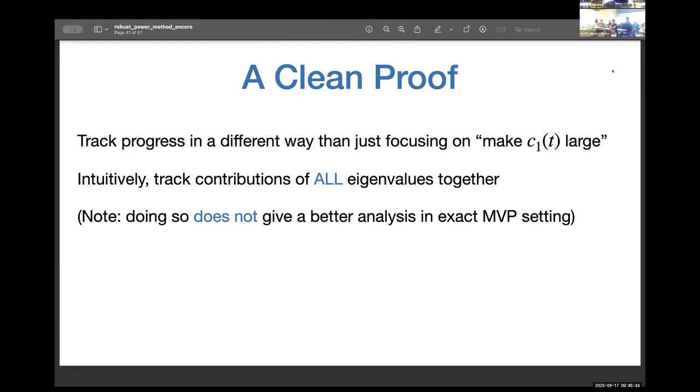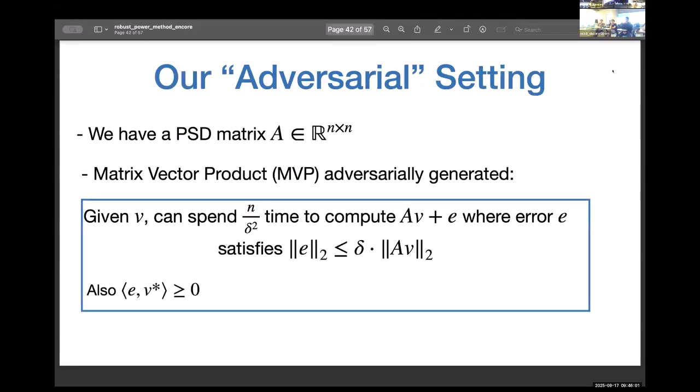Just a note: you might ask why this doesn't help the standard power method matrix-vector product analysis. It actually doesn't. It doesn't give you a better bound on the number of steps. There's another example of a matrix A where the power method would still take 1 over epsilon steps. But there are Krylov methods, and we'll talk about that in a bit.